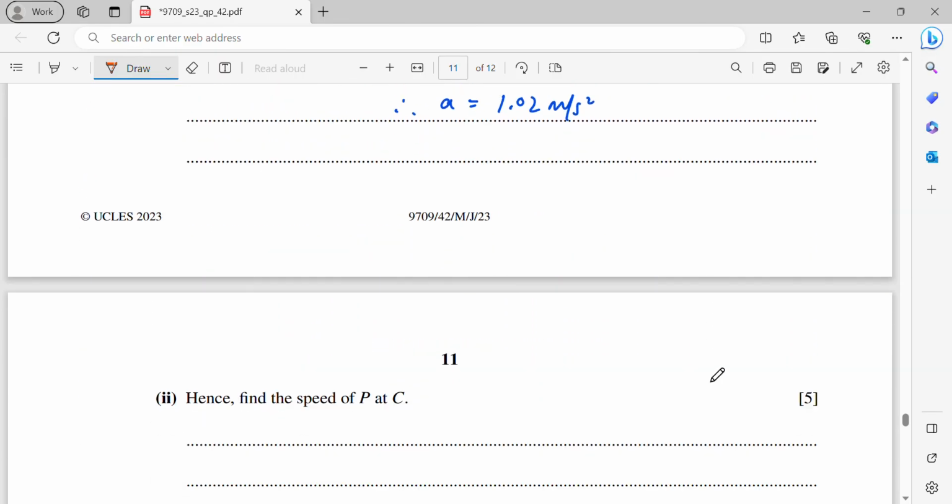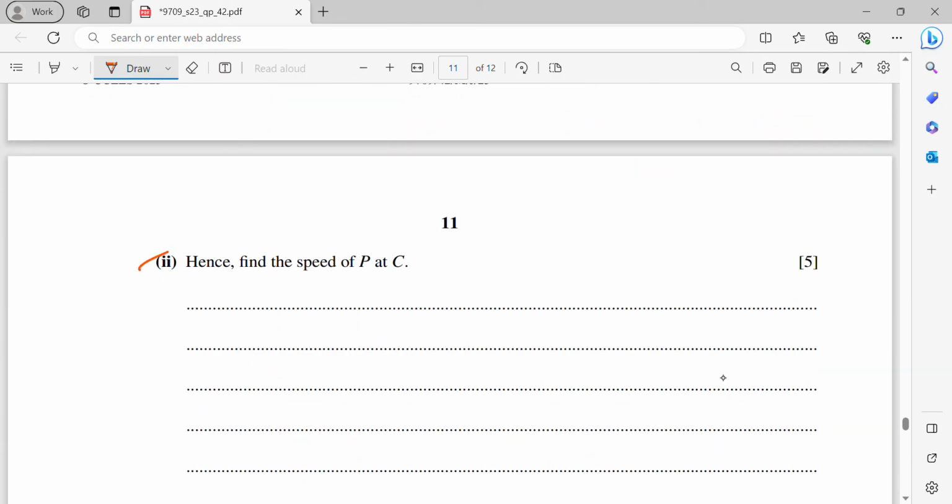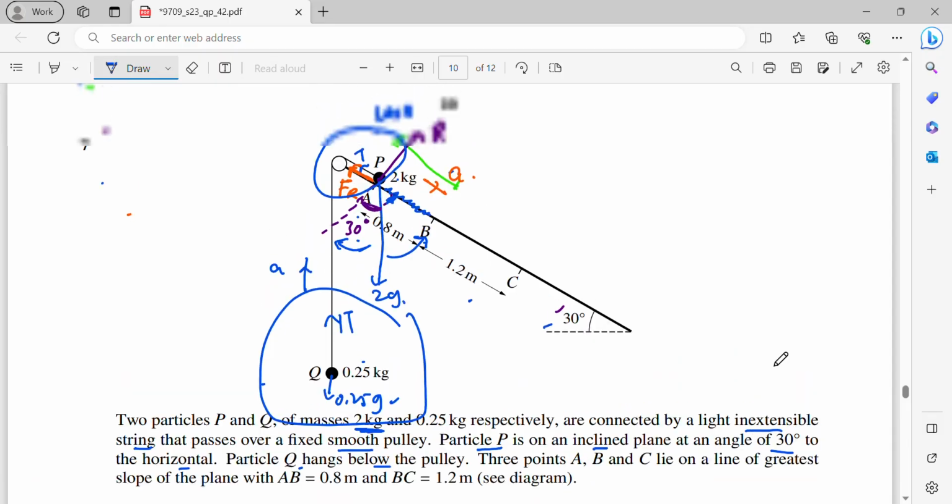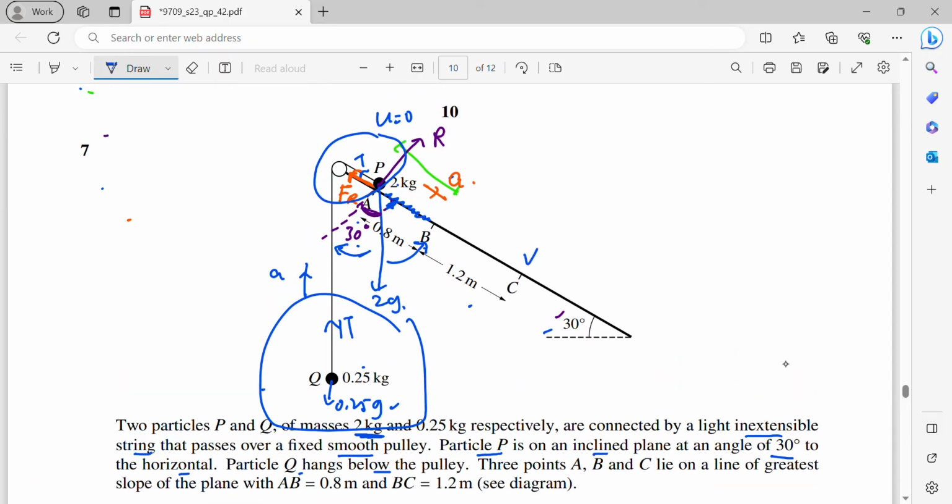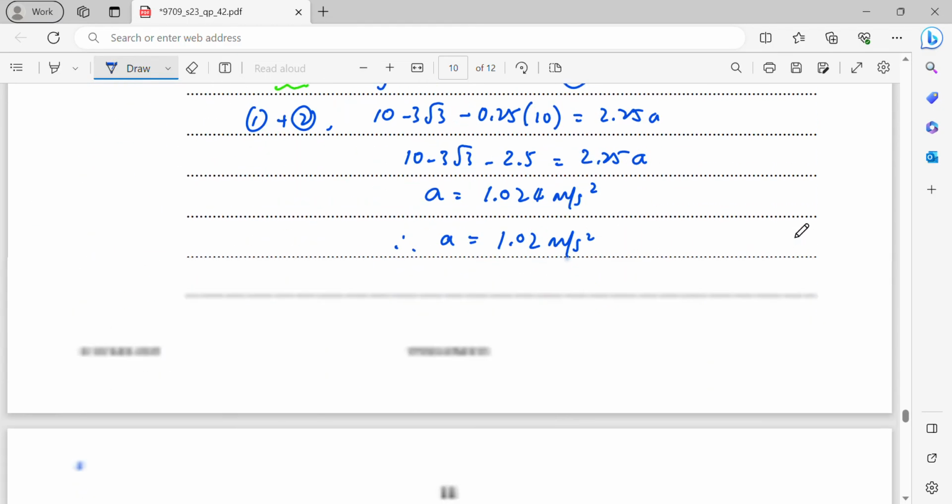Now done for this part. Part 2, hence find the speed of P at C. Okay, so now you need to find what is this speed. So from here, since I have found the A and I know the distance of the AB, then I can find what is the VB. I need to find what is my VC. The question is actually asked for VC, but before VC, I get the VB first. So then I will consider from A to B.